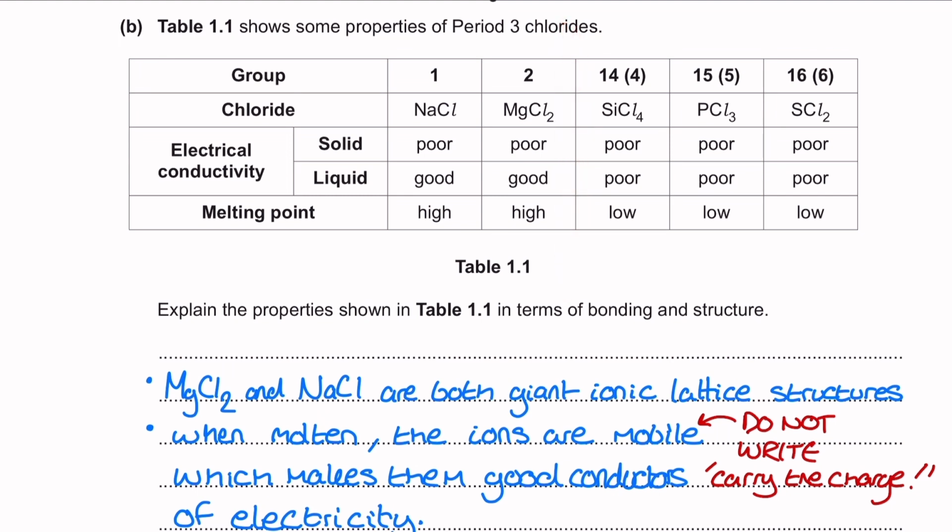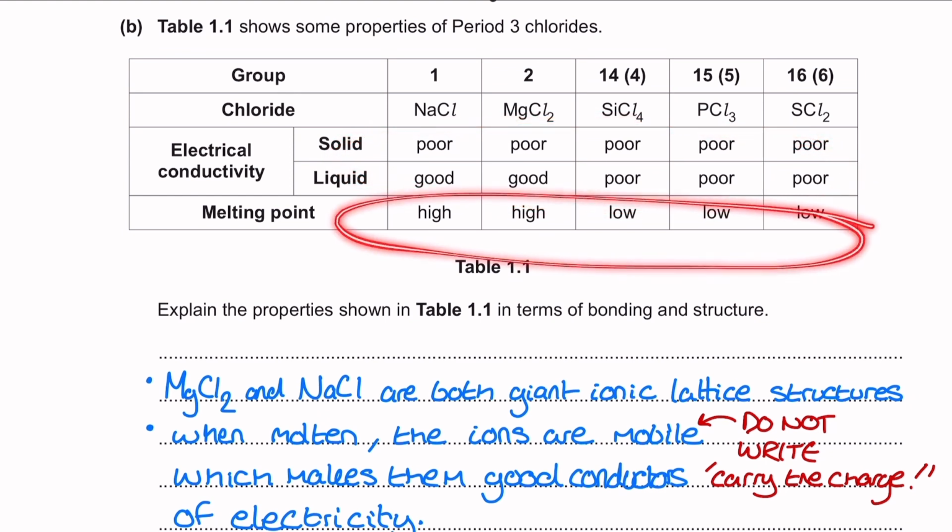And so the group 1 and 2 period 3 chlorides, so that's the sodium chloride and the magnesium chloride, have got very different properties from the others over here, from groups 4, 5, and 6, which are silicon chloride, phosphorus chloride, and sulfur chloride. And what we need to do is explain the properties shown in the table in terms of bonding and structure. So what we're explaining here is the electrical conductivity difference and the melting point difference.